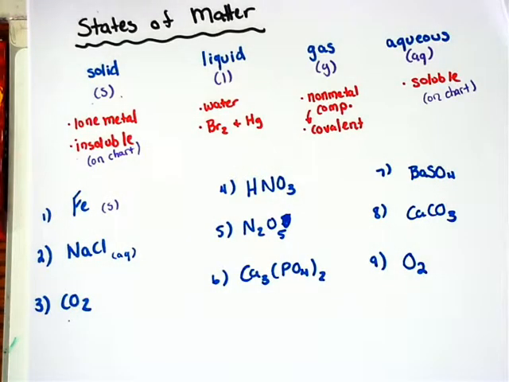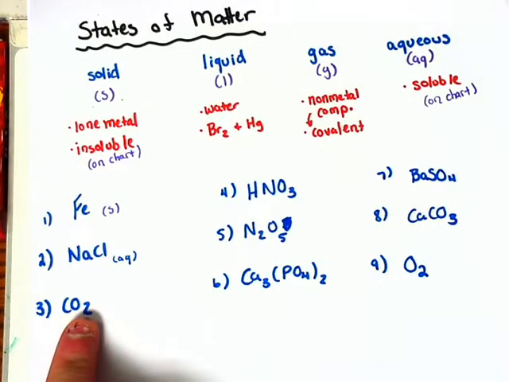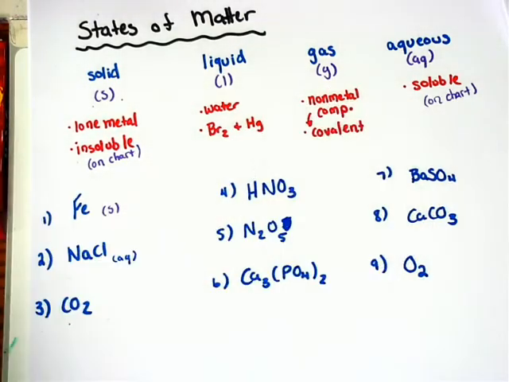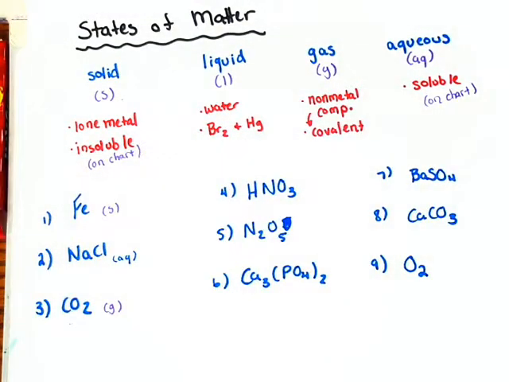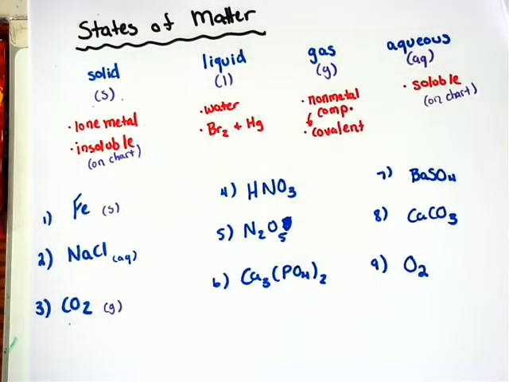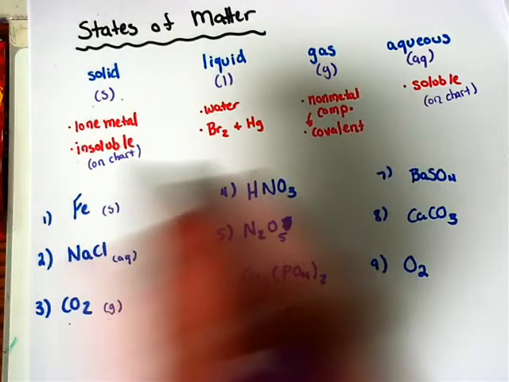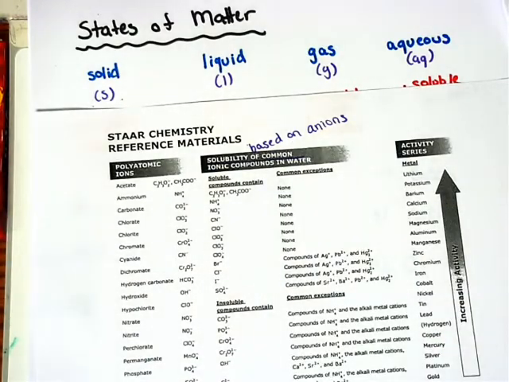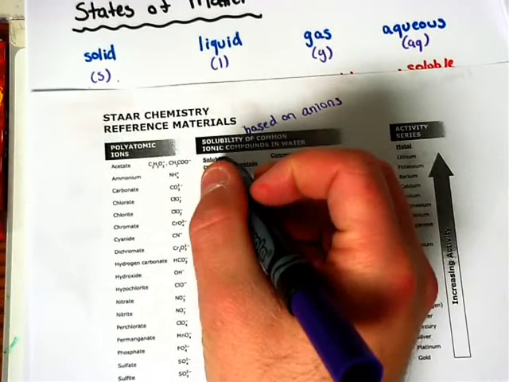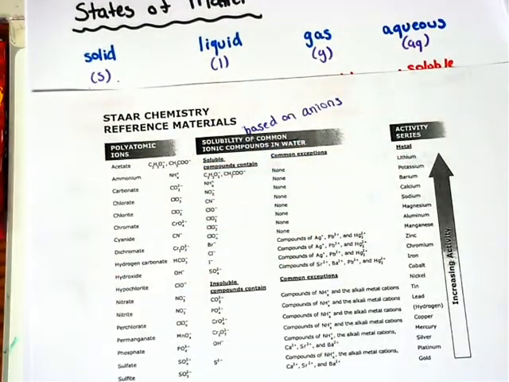CO2. Is CO2 going to be a liquid? Nope. Is it a covalent compound, CO2? It is, so it's going to be listed as a gas. The next one is HNO3. Is HNO3 going to be a liquid? No. Is it going to be a gas? No. We're going to look at our chart then. Remember, your chart is based on the anions. The anion in this case is nitrate, NO3. Let me know when you have found NO3 on the chart.